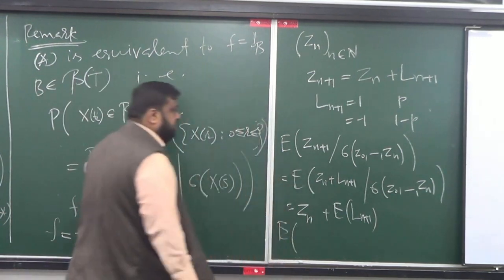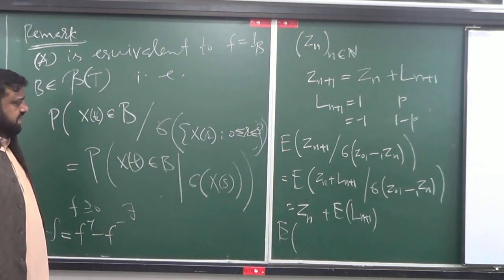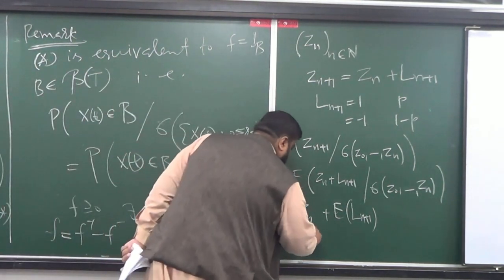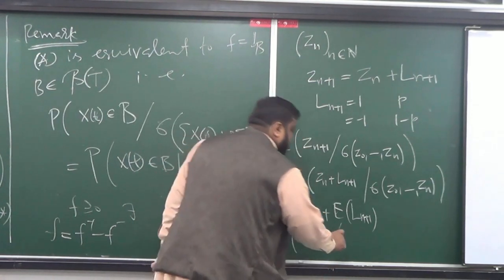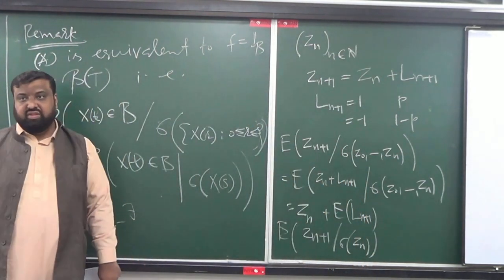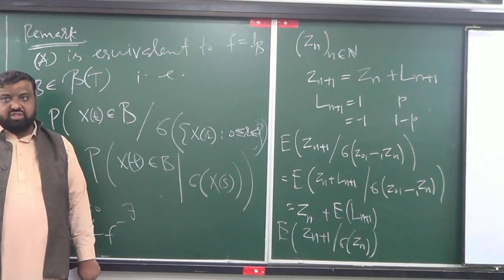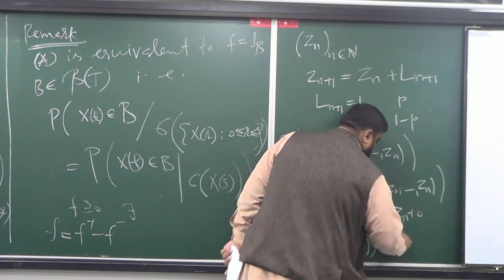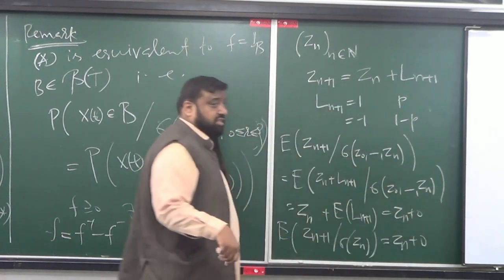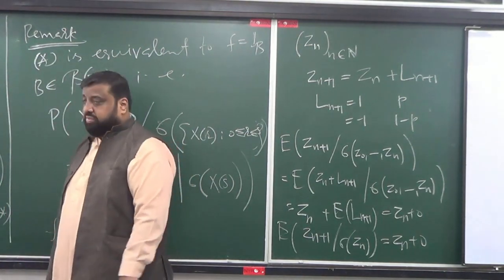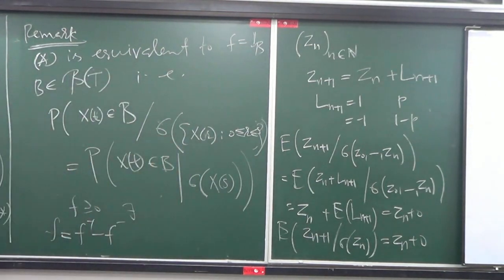How about the other side? If I have the same Z_{n+1}, and this time I would like to just see it from the perspective of Z_n, you still have the same result actually: this would be Z_n plus 0, precisely for the same reason. We can say that this process really is a good process actually. Are we happy with this proof? Yes.